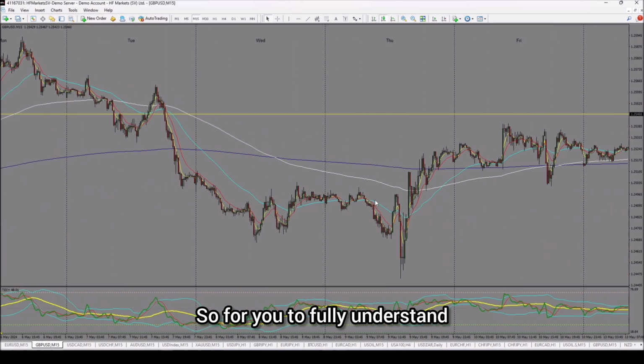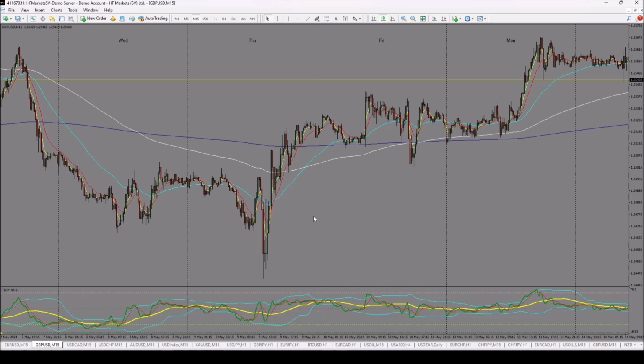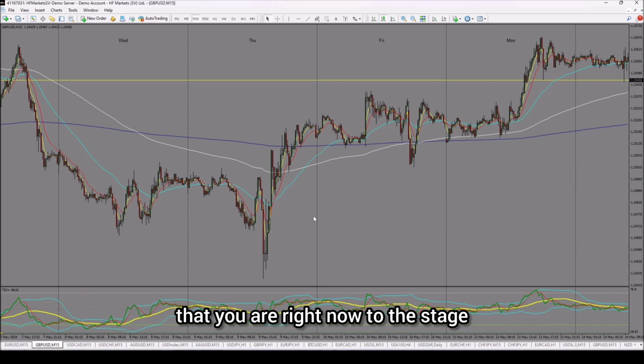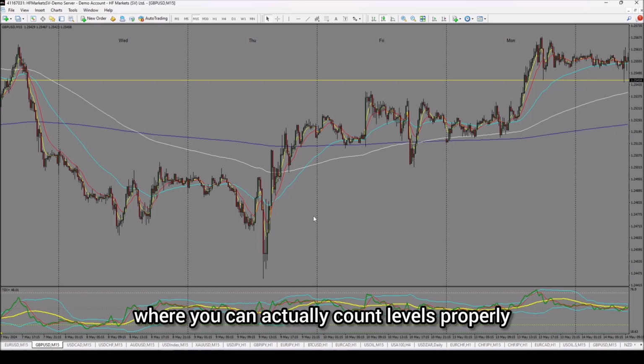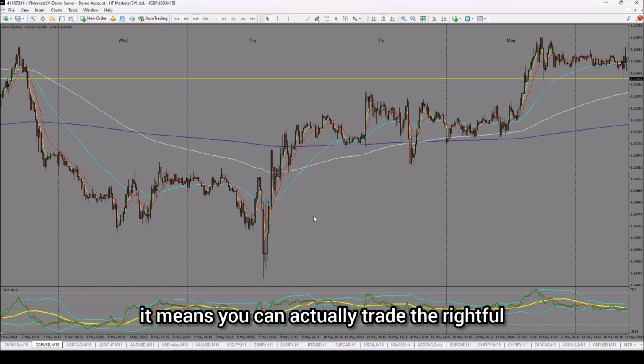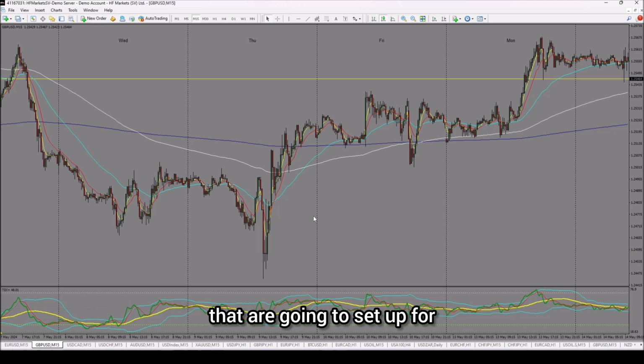For you to fully understand, you need to go through the training. The training will take you from the stage that you are right now to the stage where you can count levels properly. And when you can count levels properly, it means you can trade the rightful patterns in line with the market maker trend. You will be able to select pairs that are going to set up for that particular day as well as over the week.